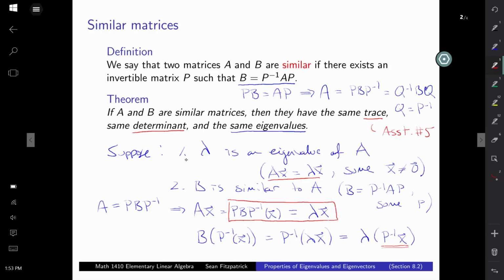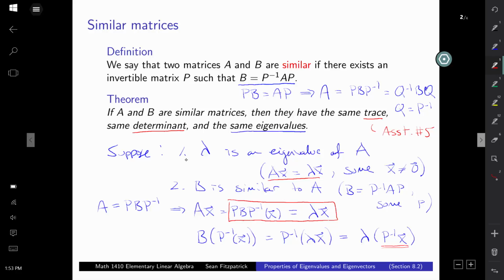Well, there's one thing to be concerned about. How do I know that this is non-zero? Well, I know that it's not zero because P inverse is an invertible matrix, right? And we know that there are no non-trivial solutions to a homogeneous system with an invertible coefficient matrix. So if I take a non-zero vector and I multiply by an invertible matrix, the result has to be non-zero. Okay? And so that tells me that similar matrices have the same eigenvalues.